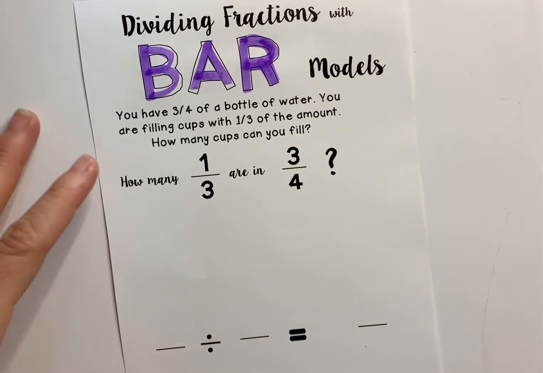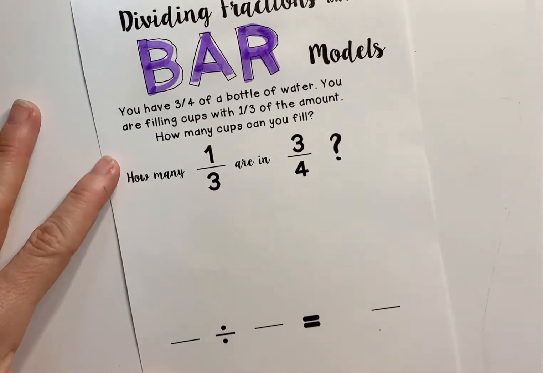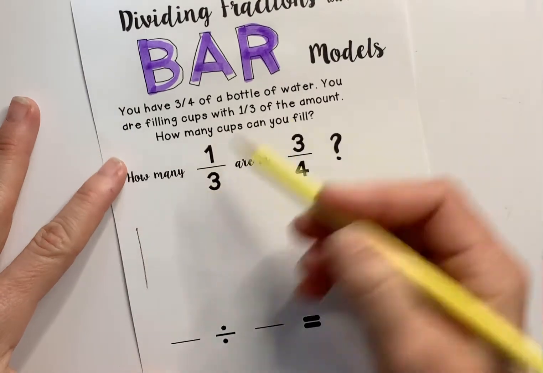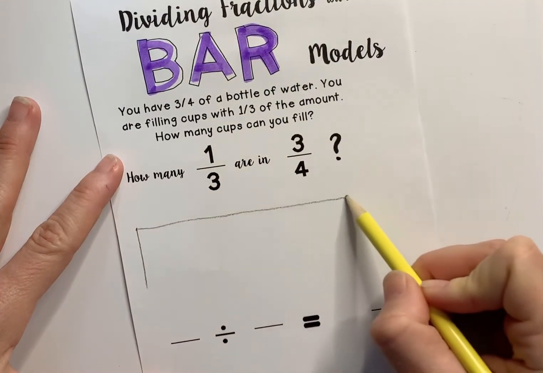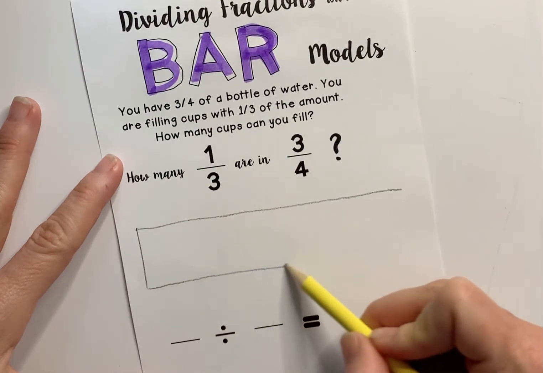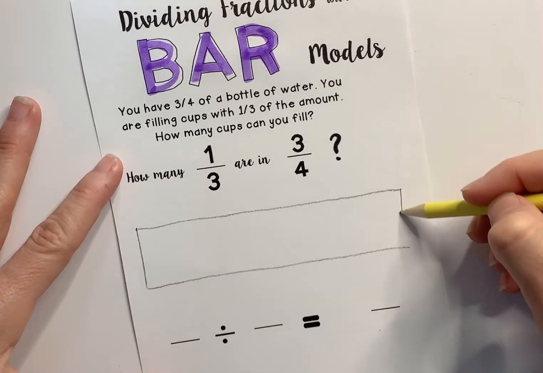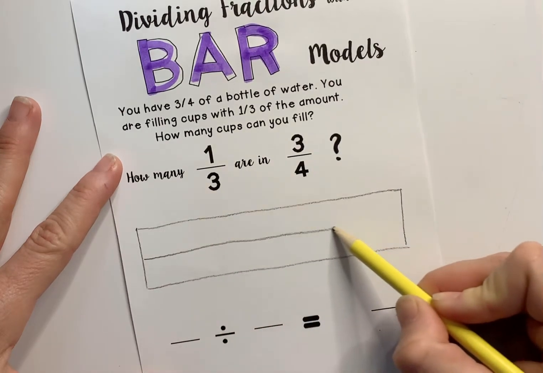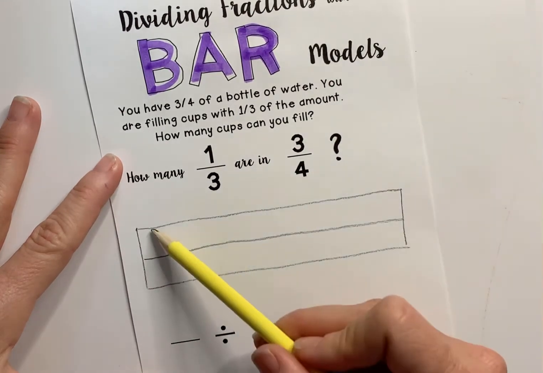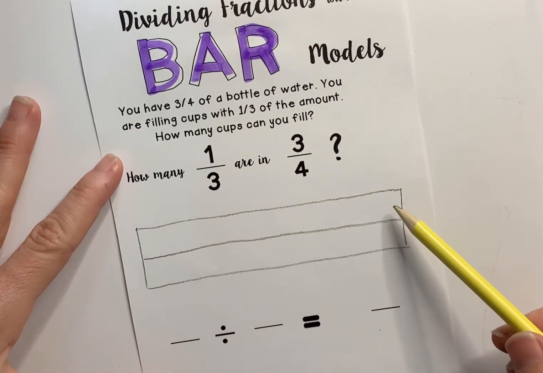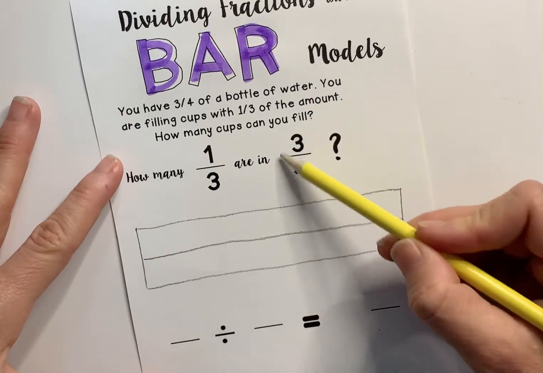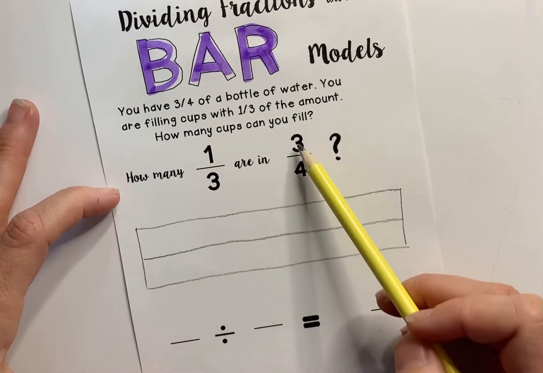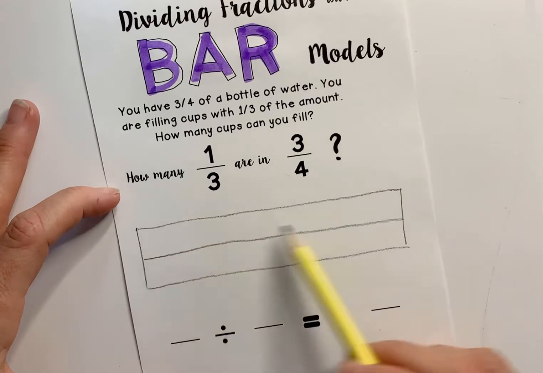Okay, so what I'm gonna do to make a bar model is I'm gonna first start with drawing what is going to be my whole. And this whole is going to represent the bottle, okay? And then I'm going to cut it in half horizontally. All right, so this top part is going to be my 3/4, right? Because I want to know how many 1/3s are in 3/4. So I'm starting with the 3/4. So that is going to be the top bar.